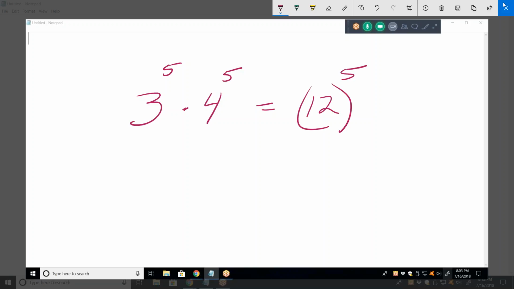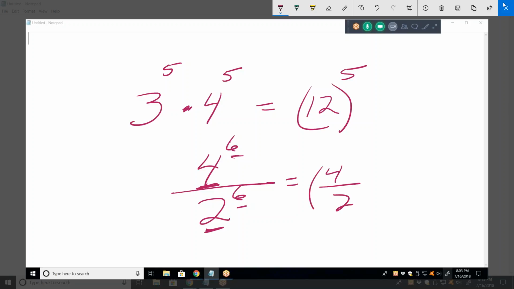In other words, if the exponents are the same and the bases are different, then you can operate on the bases and leave the exponent the same. Same thing as this: 4 to the 6th divided by 2 to the 6th. Again, bases are different, but the exponents are the same. So I can just divide the bases. That's the same as 4 halves to the 6th power, which is the same as 2 to the 6th power.